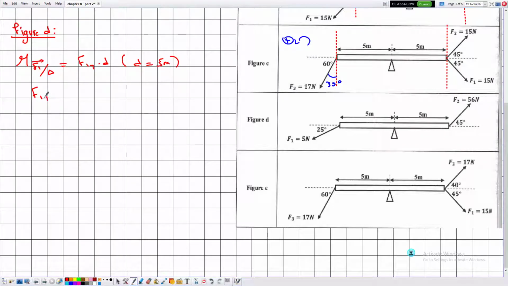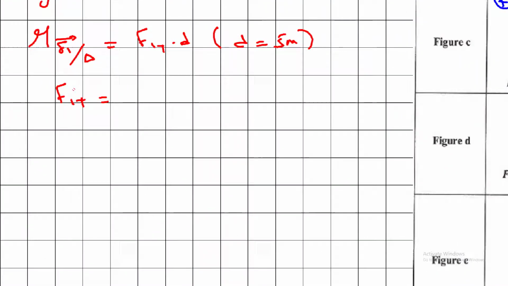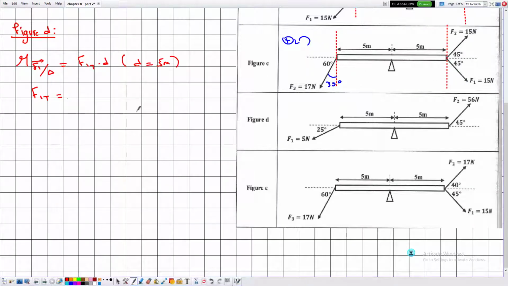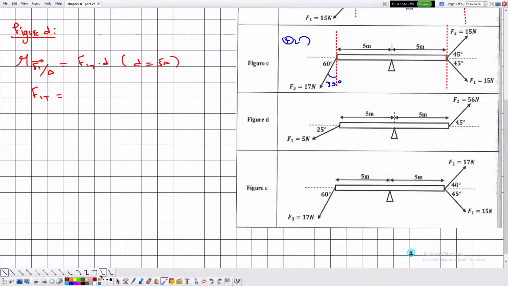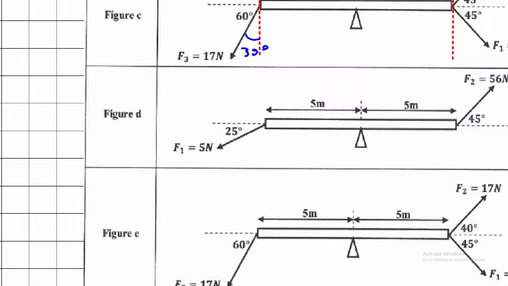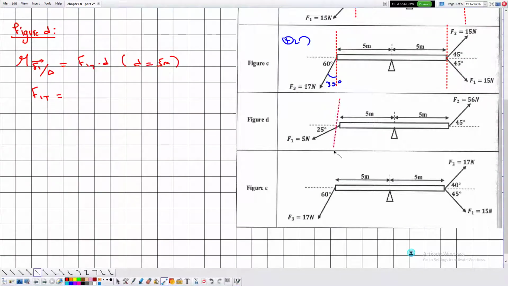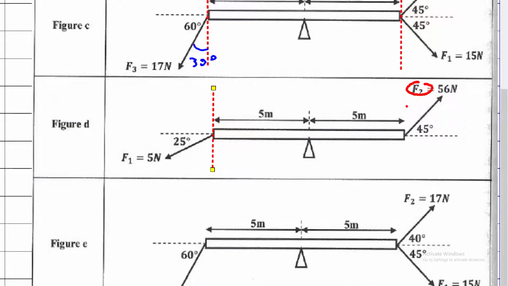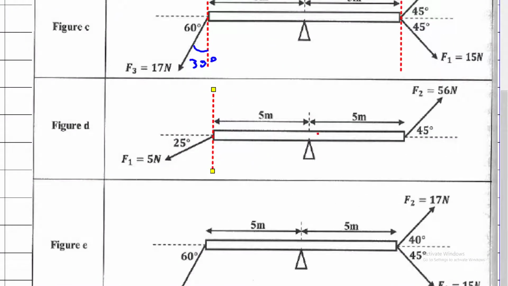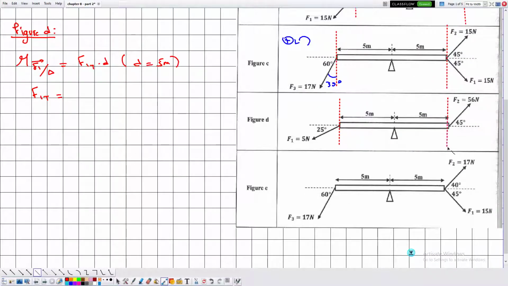F1t is the projection of F1 on the tangential direction, which is the tangential component. Let me specify it. Since this is the radius of rotation, suppose it's rotating around the center, then this is the tangent to the radius, so this is the tangential direction. Similarly here, because we will later project F2 on the tangential direction, this is the radius of rotation around the axis delta, and this is the tangential direction, the tangent, like this.